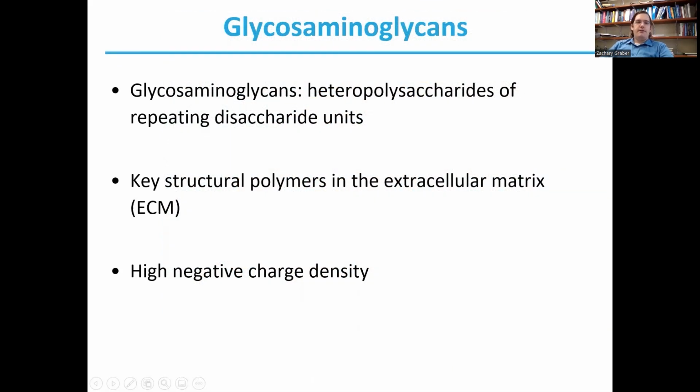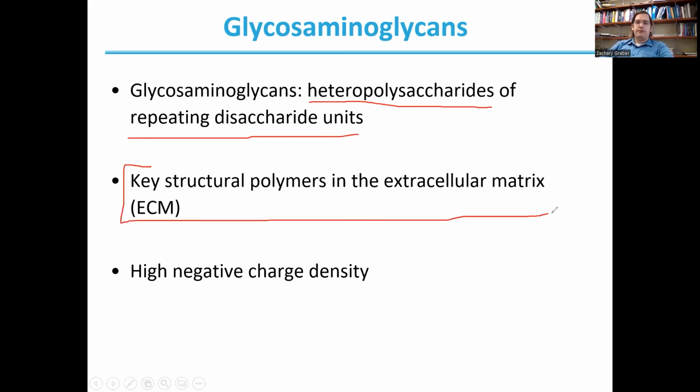The last class of sugar polymers that I want to look at is our glycosaminoglycans. These are the first heteropolysaccharides that we've seen, so they will have repeating disaccharide units. We'll have two unique sugars linked together in a disaccharide, and then we'll repeat that over and over again to create our polymer. These are our key structural polymers in the extracellular matrix in animals.